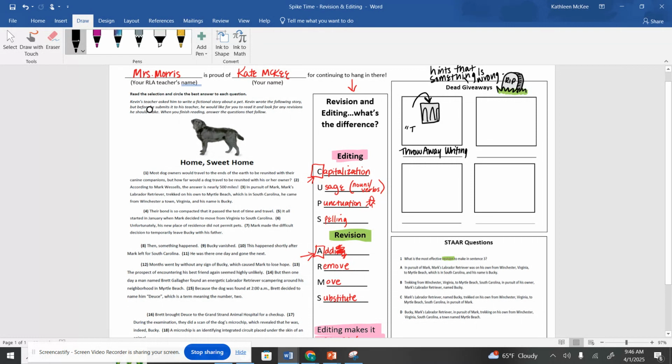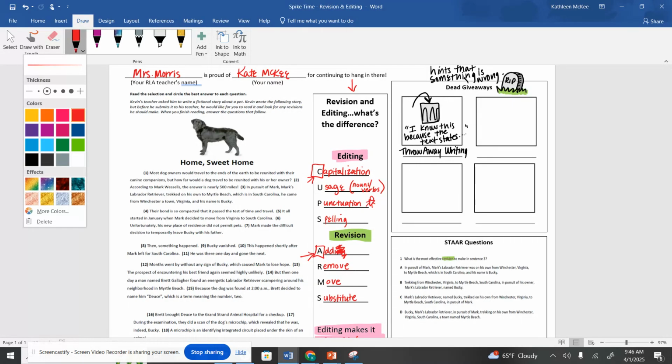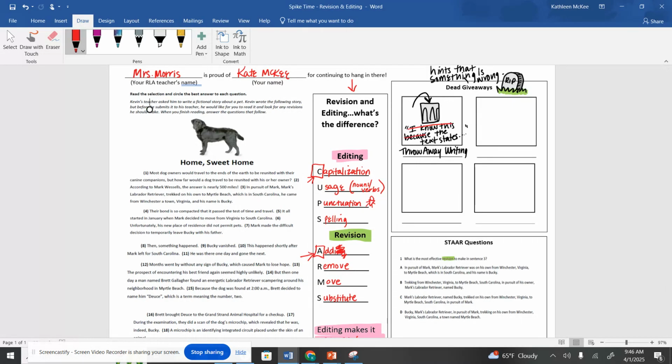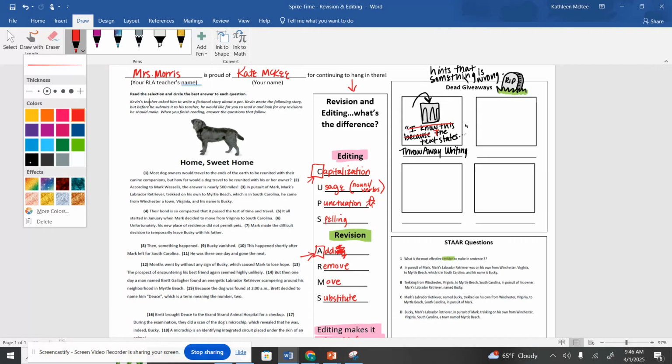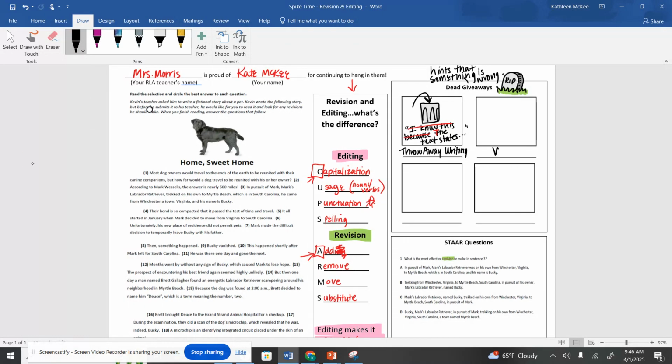And a big one that we see is when you're doing your answer, cite, and explain for short constructed responses. Some of you write, I know this because the text states. Now, if we took out, I know this because, and we capitalize the, your writing is stronger. The text states. It doesn't sound as elementary. Okay? So throwaway writing.